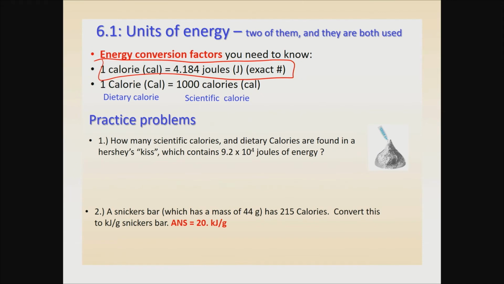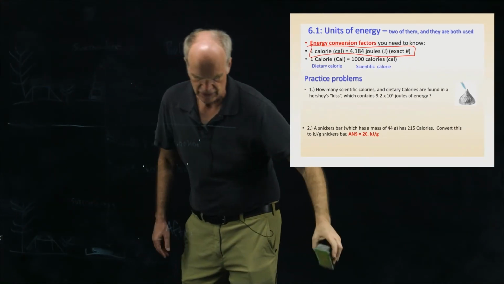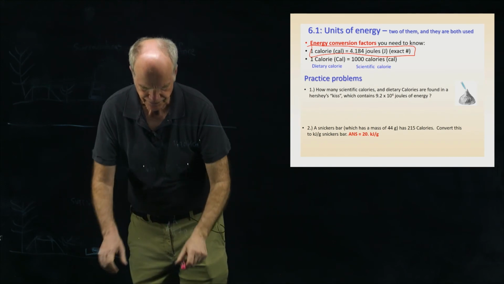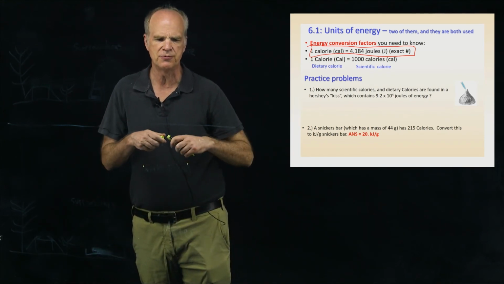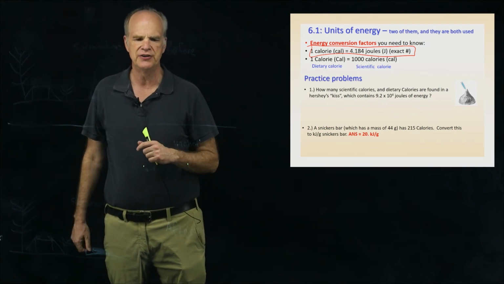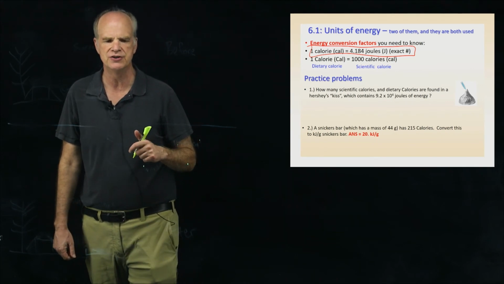Okay, so let's go ahead and practice some problems on the board to get used to these conversions. So I'm going to the light board. Okay, so let's try problem 1. Problem 1 is, how many scientific calories and dietary calories are found in a Hershey's Kiss, which contains 9.2 times 10 to the 4 joules of energy?